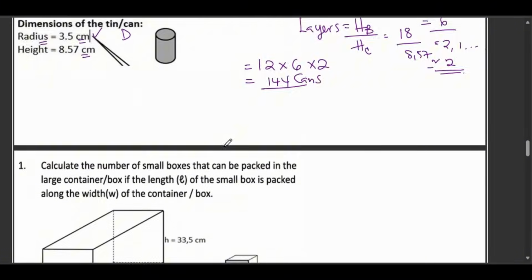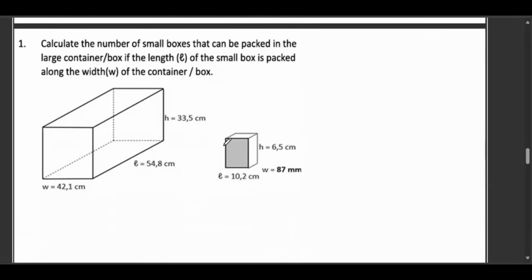Let's look at another example here. Calculate the number of small boxes that can be packed in the larger container/box if the length L of the small box is packed along the width. So the moment you hear this, take note of that. The length of the smaller box is packed along the width of the bigger box, meaning the width of this bigger box divided by the length of the smaller box.